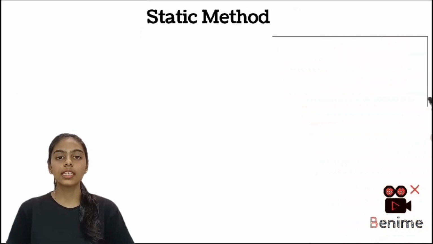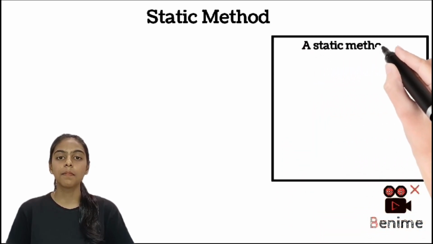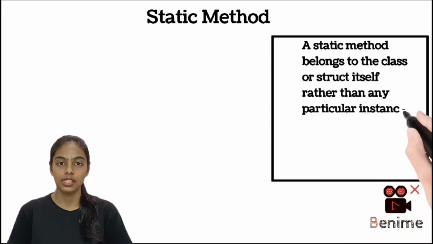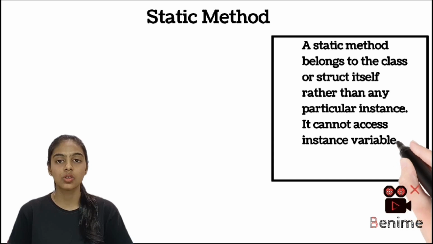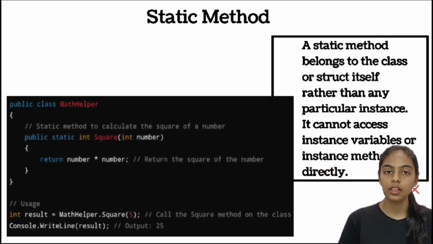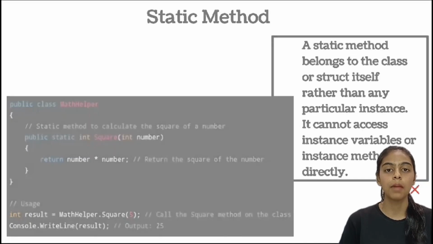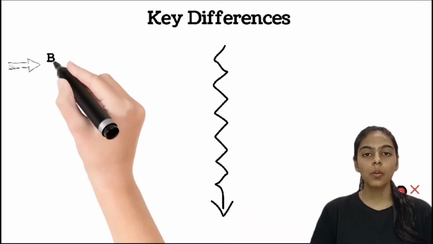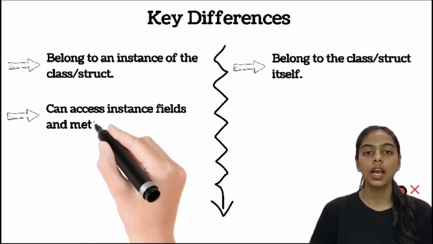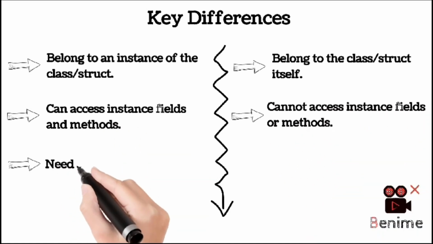Now, let's understand the static method. A static method is a method that belongs to the struct itself rather than any particular instance. It cannot have access to the instance variables and methods directly. In the given example, there is a static method defined to calculate the square of a number, which returns the square of a number and can be called with the help of the class MathHelper. So, let's sum up the entire topic, and here are some key differences which will help you to revise the entire topic.